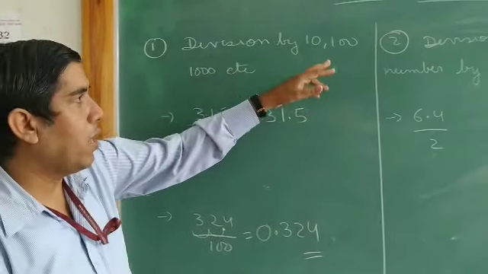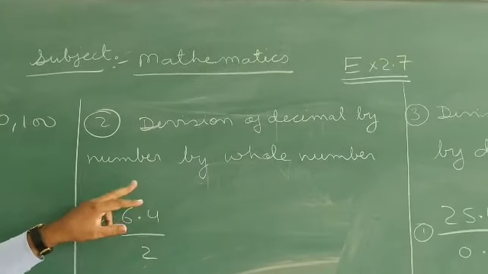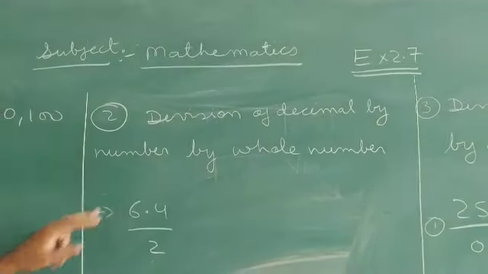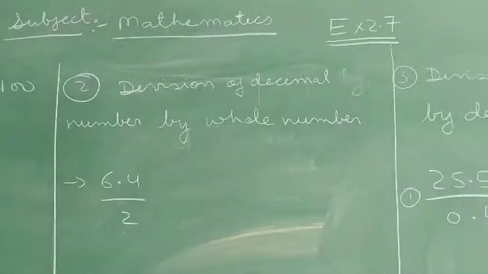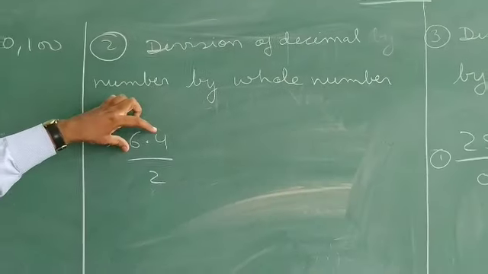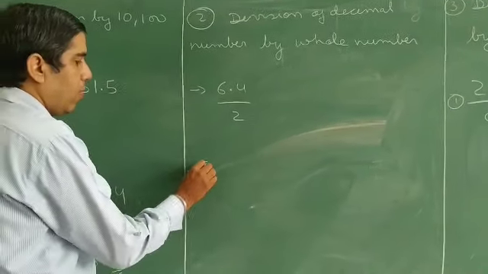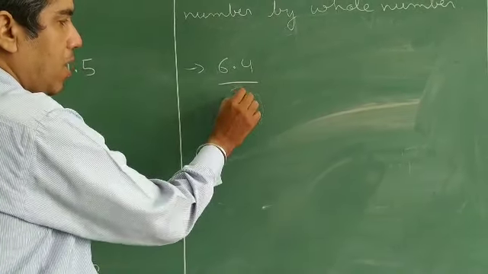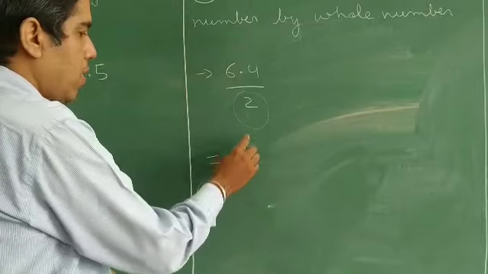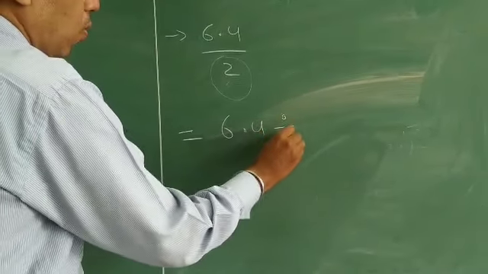Let us see one more type now. Division of a decimal number by a whole number. Now you can see this is a decimal number, and this is a whole number. So how to do it? First step, I will try to make it in 100 form, but it is not easy like this. So you will write here 6.4 divided by 2.